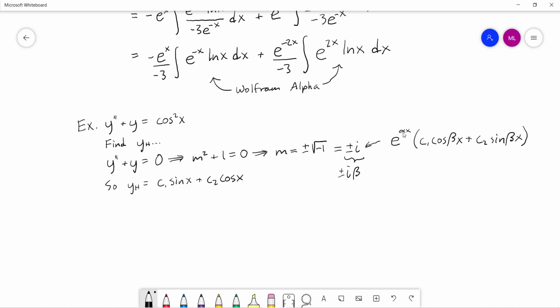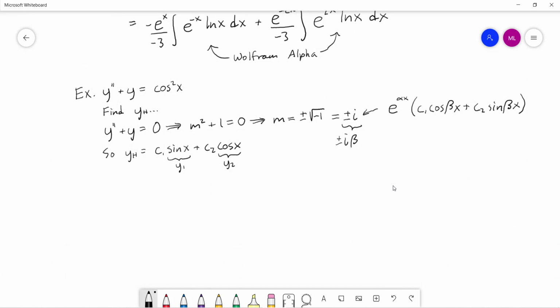Alpha was 0, so this whole thing became a 1, and we just had C1 cosine x plus C2 sine x, which is exactly what we've got here. So there's our solution. This is what we'll call y1. This is what we'll call y2. And we can now construct the rest of everything we need. So let's find that Wronskian.